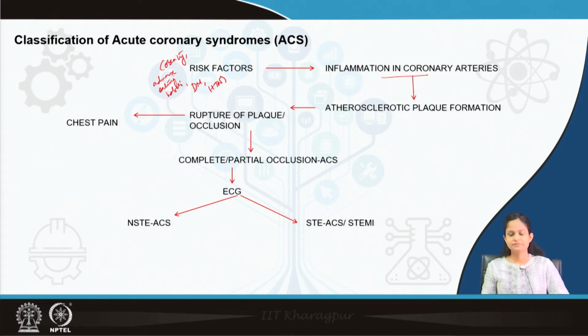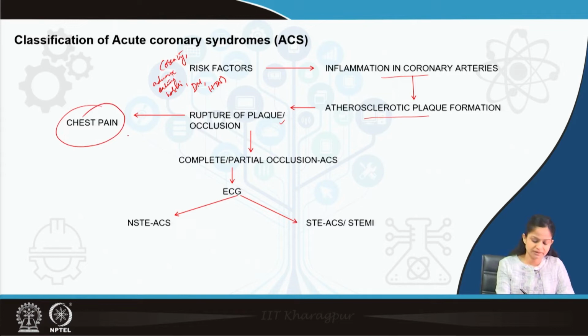Now, whenever there is inflammation in the coronary arteries, along with calcification, there will be atherosclerotic plaque formation. Now, this plaque will either occlude or rupture. So, whenever there is rupture of the plaque or occlusion, that means it is occluding the coronary vessels. So, the person will come with severe, sudden chest pain because of the occlusion of the blood vessels, because of the obstruction of the coronary blood flow.